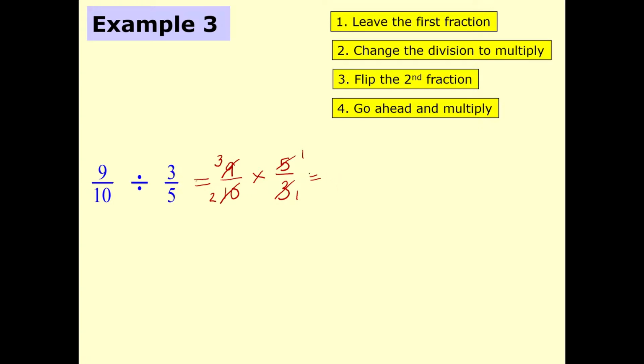And then we can go ahead and multiply. 3 times 1 gives you 3. 2 times 1 gives you 2. And that is your final answer.